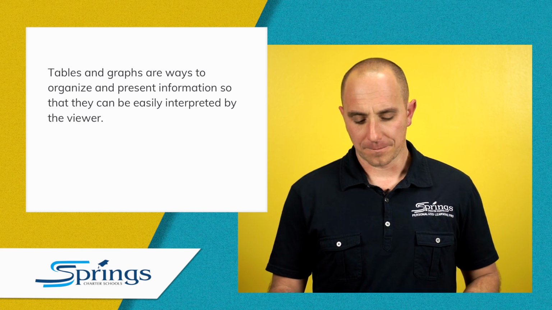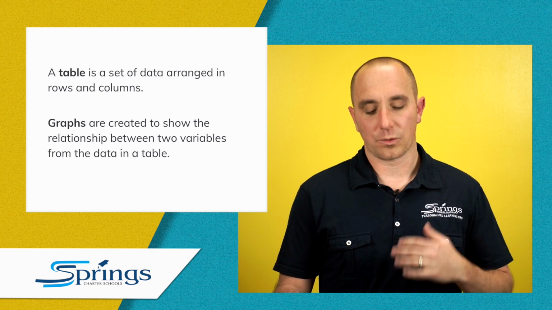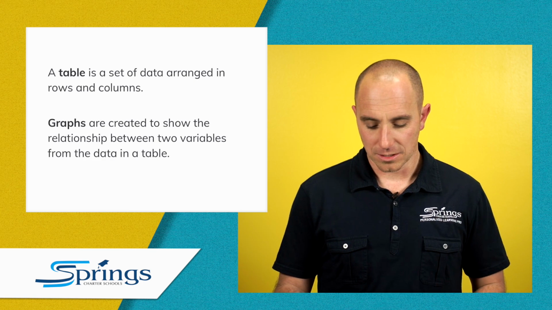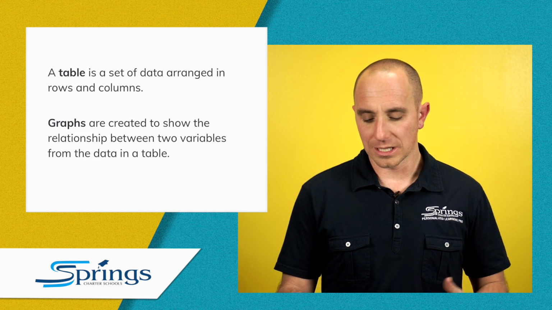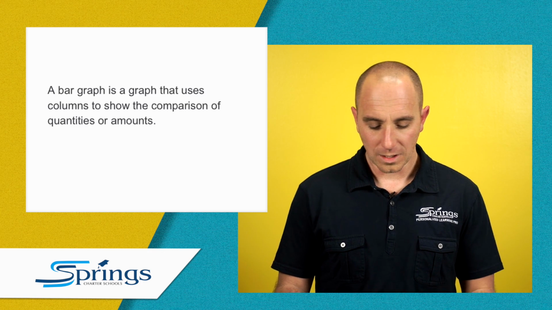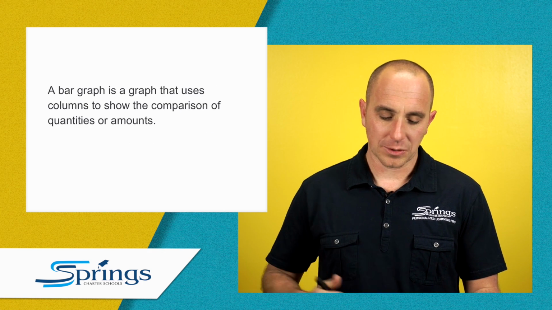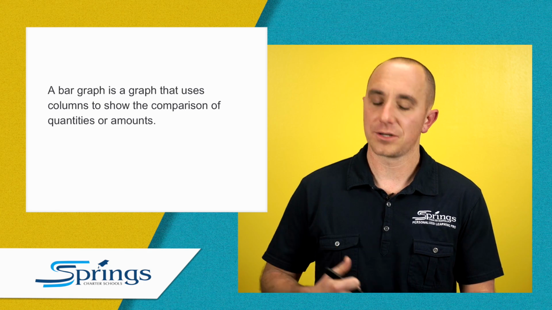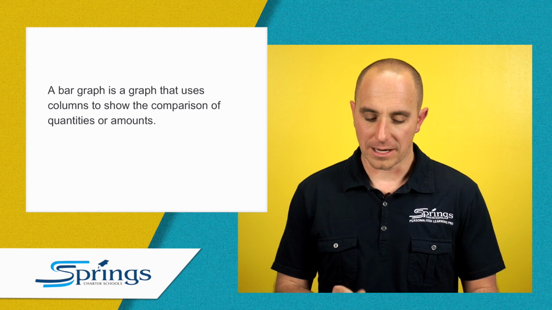Okay, so we've talked a little bit about data before. We're just going to jump back in and review some different charts. Tables and graphs are ways to organize and present information so that it can be easily interpreted, or viewed. A table is a set of data arranged in rows and columns. Graphs are created to show the relationship between two variables from the data in a table. A bar graph is a graph that uses columns to show the comparison of quantities or amounts.